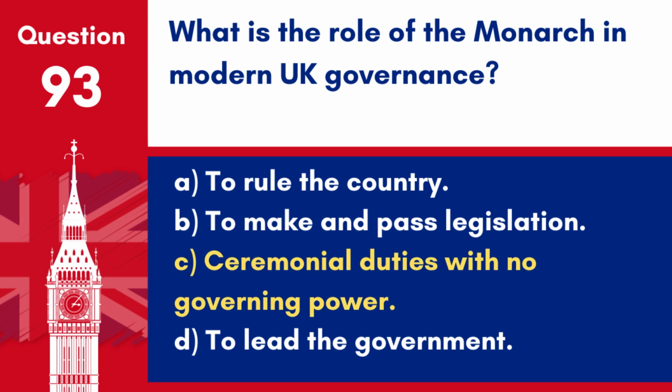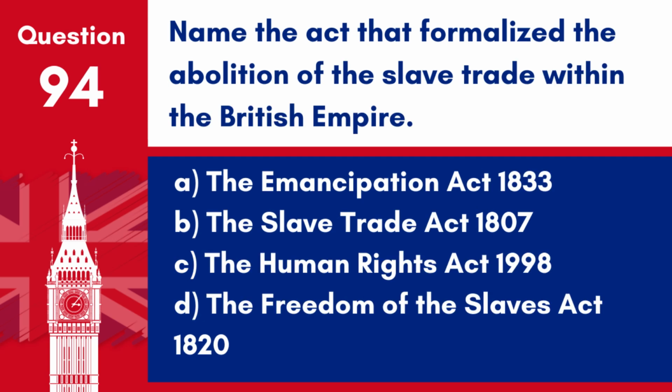Answer: C. Ceremonial duties with no governing power. The monarch's role in modern UK governance is largely ceremonial, and the monarchy does not involve itself in the day-to-day affairs of government.